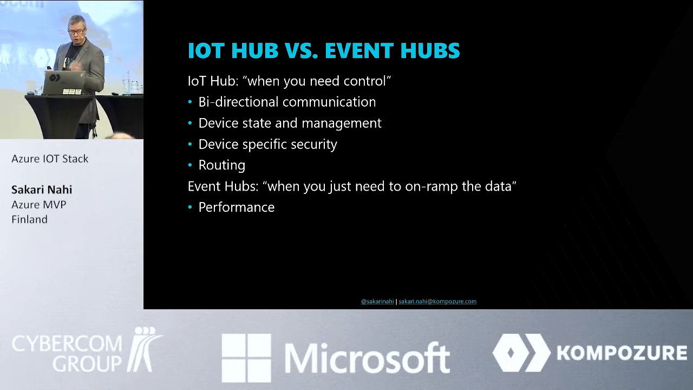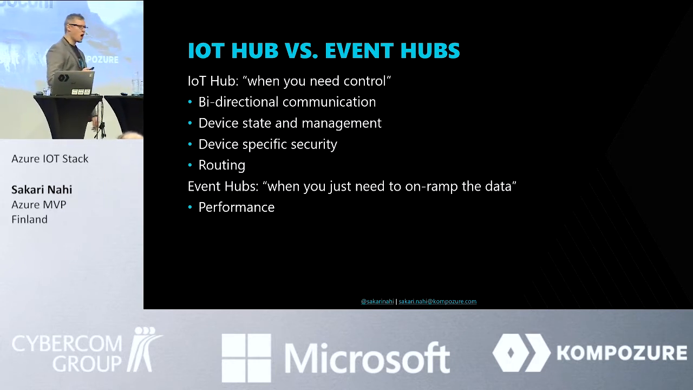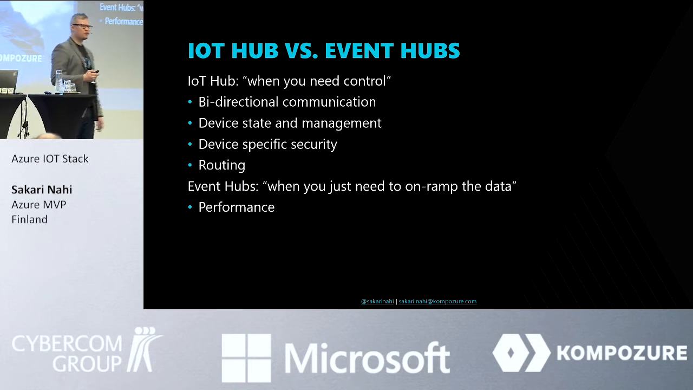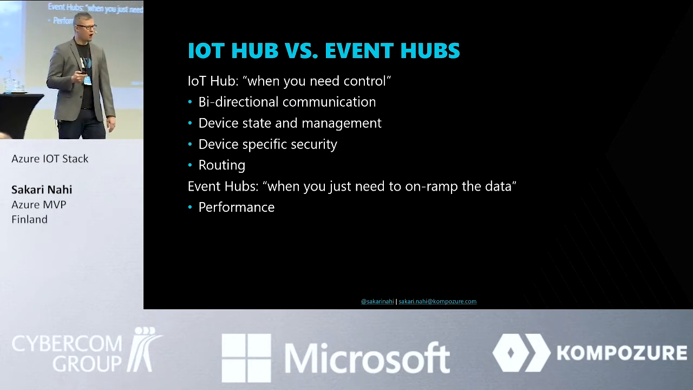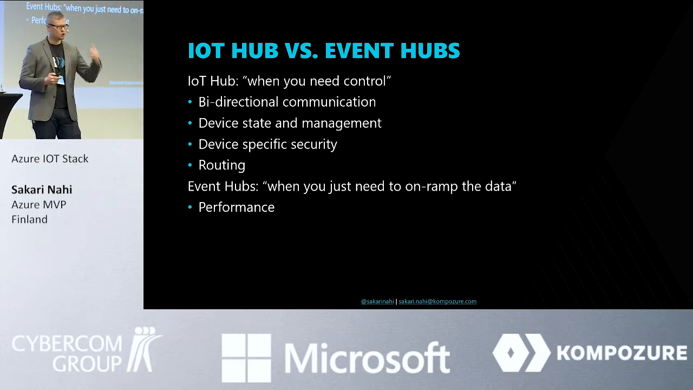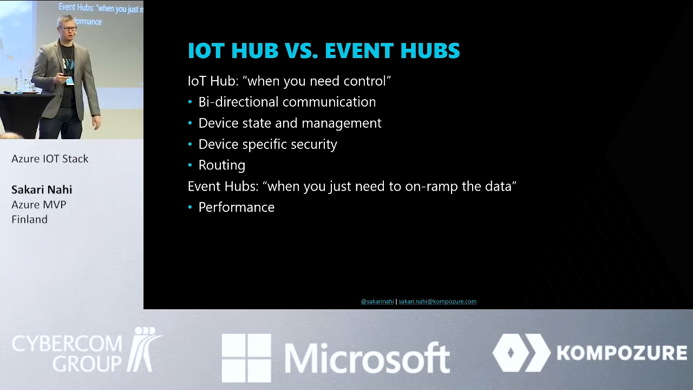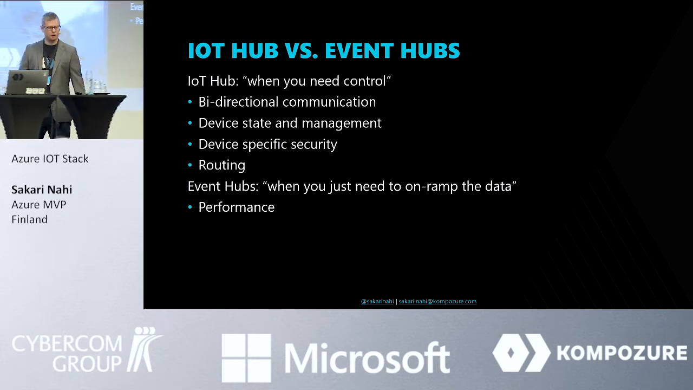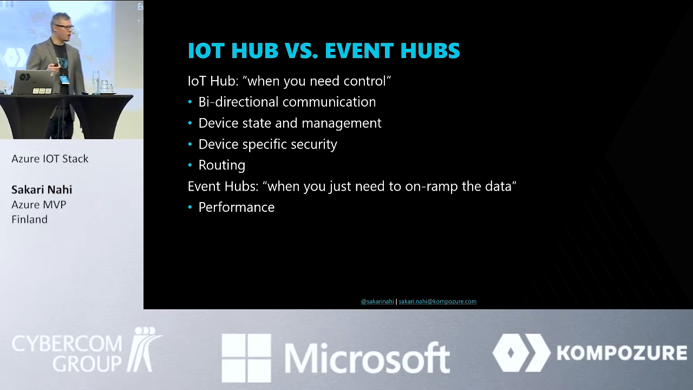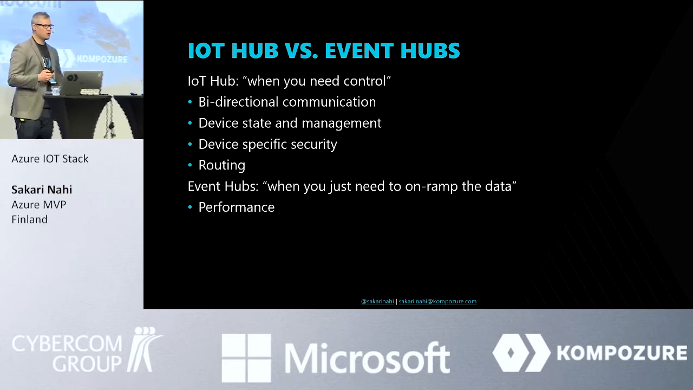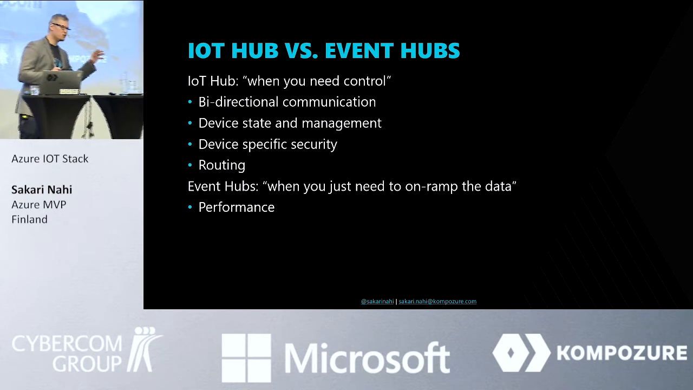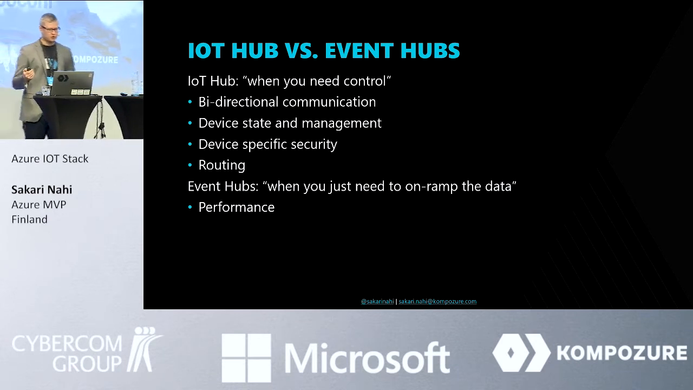Performance is higher, meaning that, okay, if you have an unlimited amount of funds, both have a very high performance, because you can just call Microsoft, get me a data center, and they'll build it for you. But since you probably don't have an unlimited amount of funds, then with Event Hubs you start there, and when you need something bigger, you go IoT Hub.